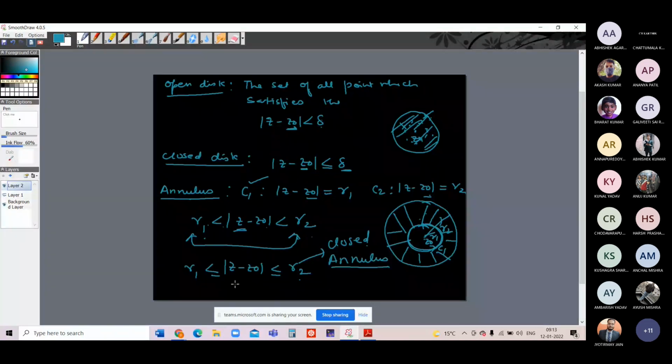And if we leave out the points of one of the boundaries, for suppose we take |z - z0| greater than r1 and less than or equal to r2, or |z - z0| less than r2, if z satisfies either this form or this form in the inequality, then this type of annulus is neither open nor closed. So it is called an annulus which is neither open nor closed. Okay.